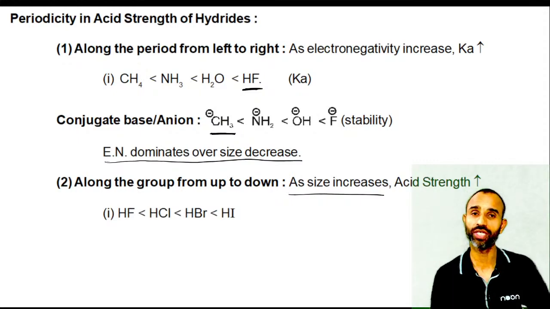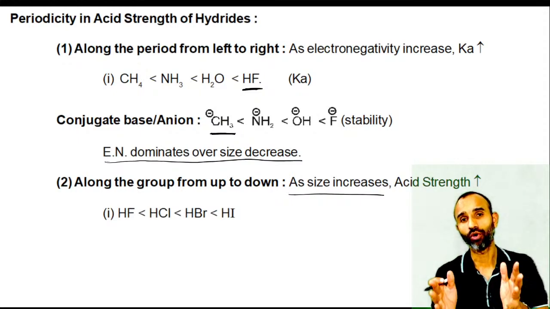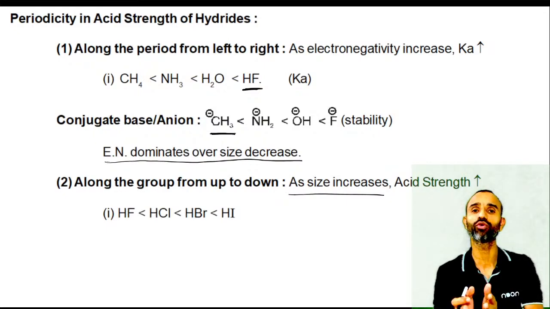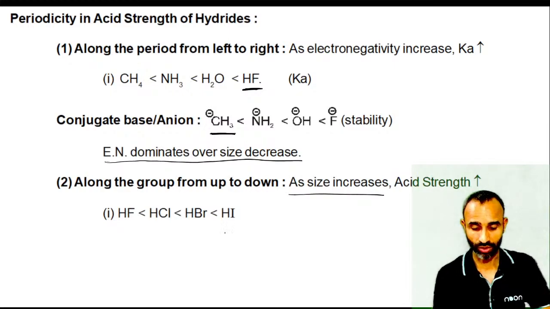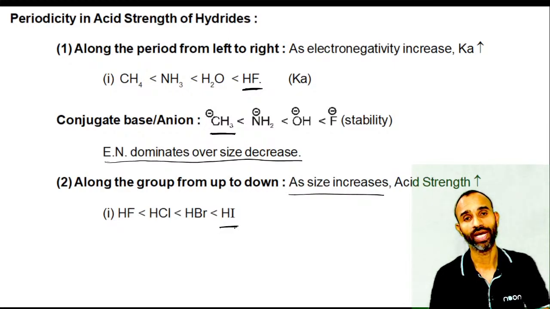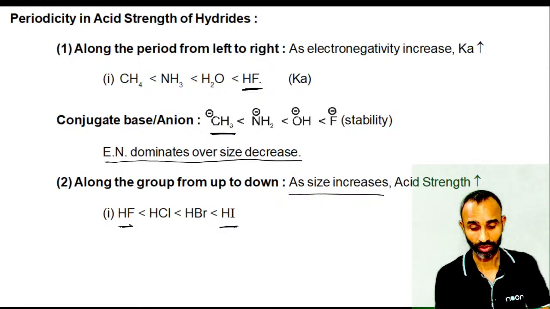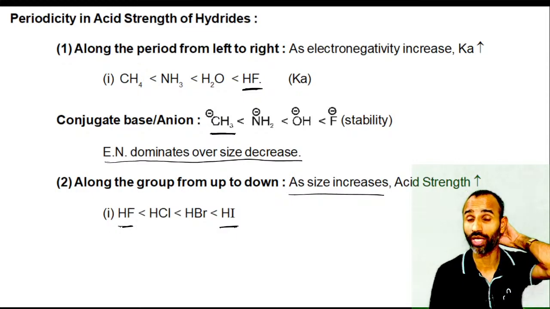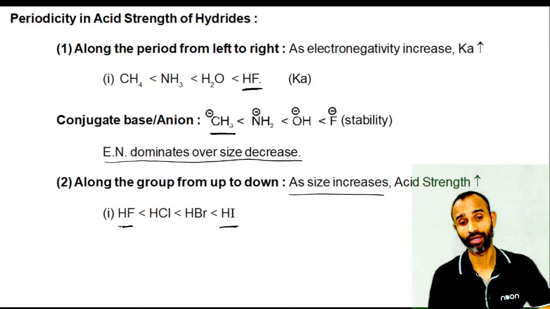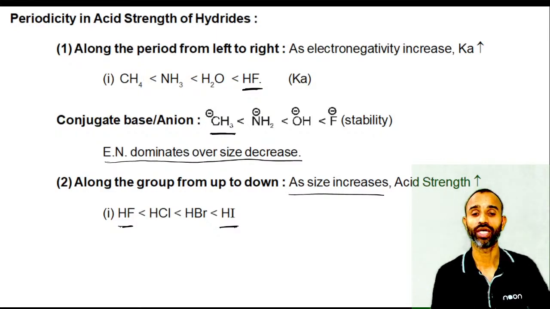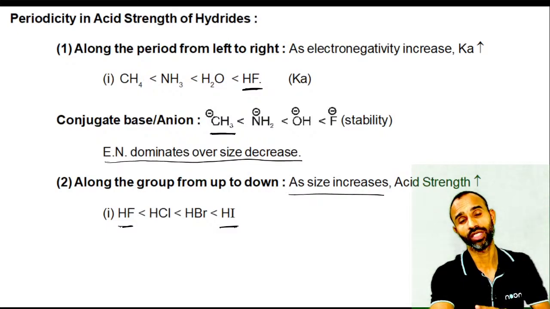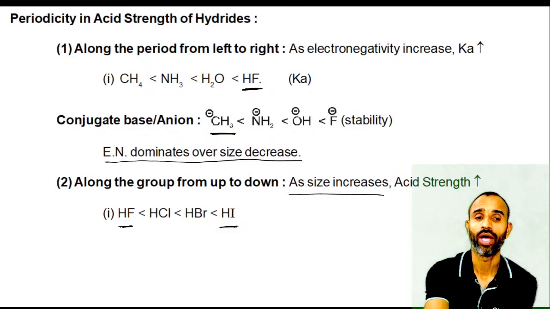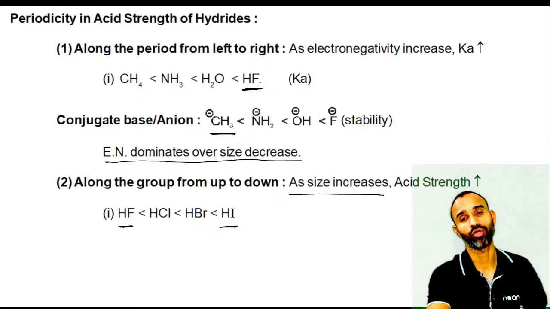As size increases, bond length increases. As bond length increases, bond strength decreases, and therefore it is easier to break the bond, and it will give the H plus ion readily. That's why HI is most acidic. On the basis of electronegativity, HF should be more acidic, but on the basis of size, HI is the stronger acid. So down the group we will see the size, and along the period we will look at electronegativity.